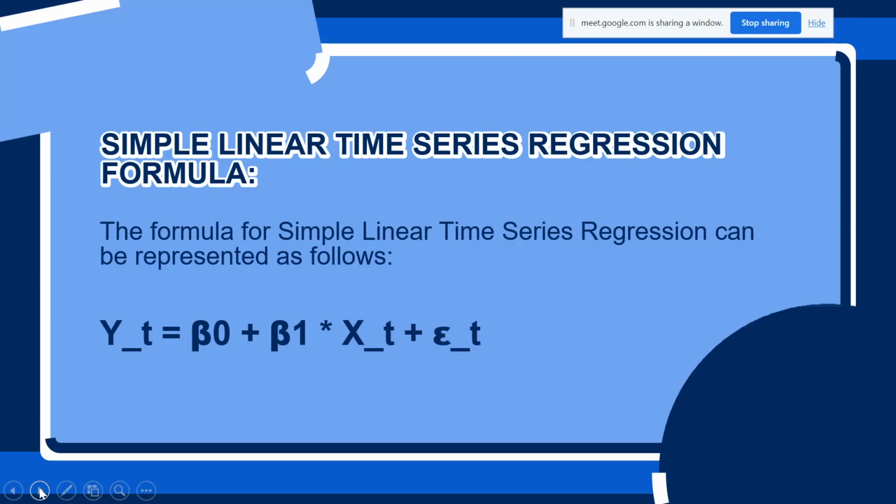So the next is the formula for simple linear time series regression. So ang formula ng simple linear time series regression is y underscore t is equal to b0 minus b1 times x underscore t plus e underscore t.